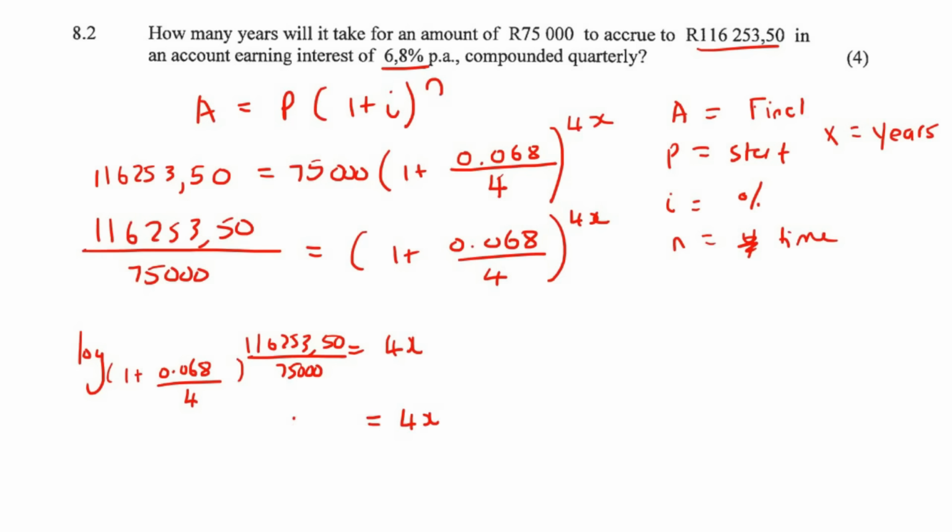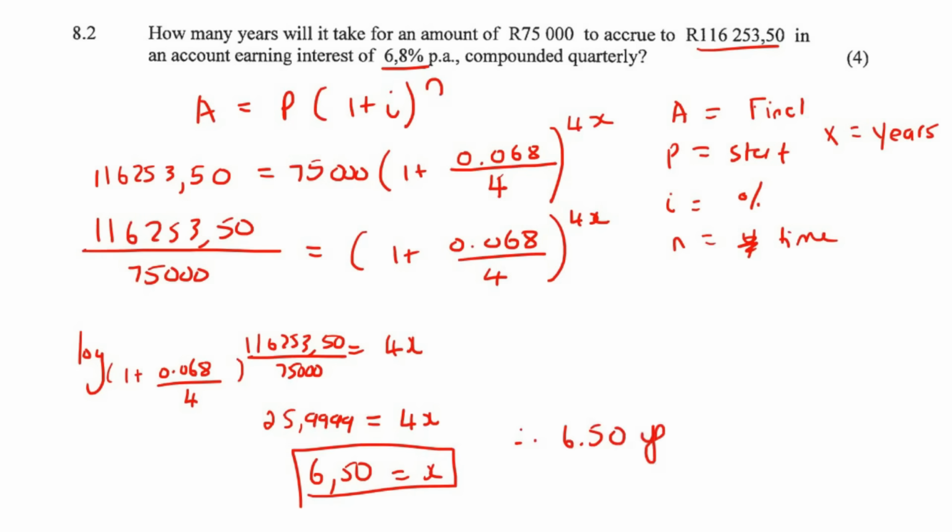It literally rounds off, but let's not round off right now. Let's keep it for a bit because that's not our final answer. Okay, I'm going to keep it like that. And then I'm just going to divide whatever answer I got on my calculator by 4. And if you round off, you're going to end up with 6,50. So that is the number of years, therefore 6.50 years.